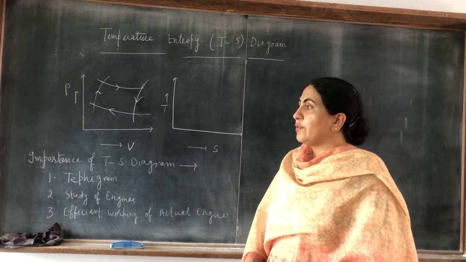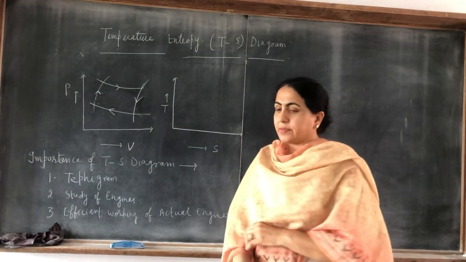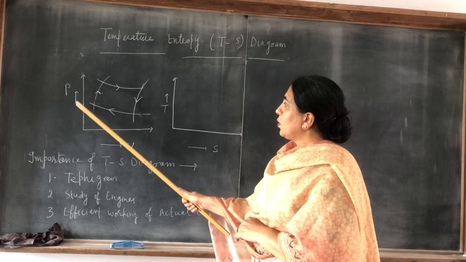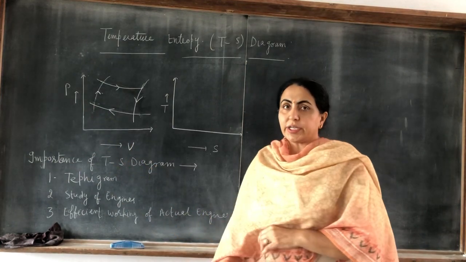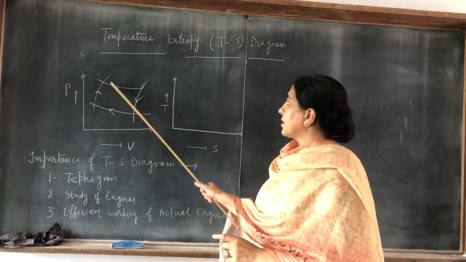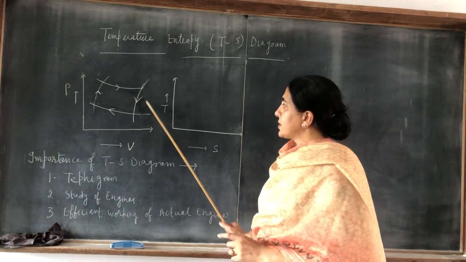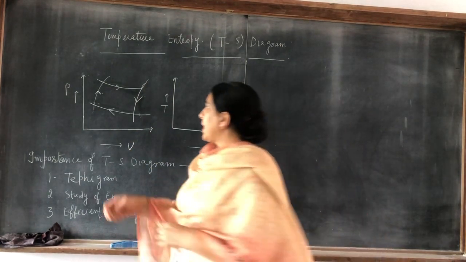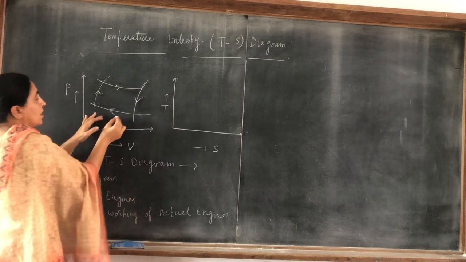So first of all, we know the PV diagram. I have told you about the PV diagram in the Carnot heat engine. So this is the Carnot cycle. All of you know that this has four processes.